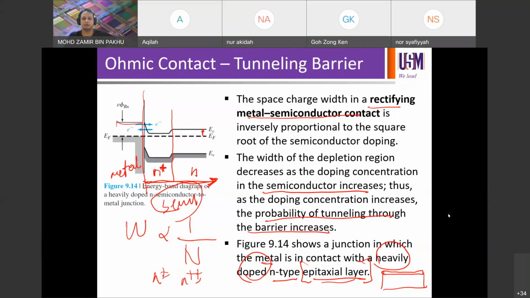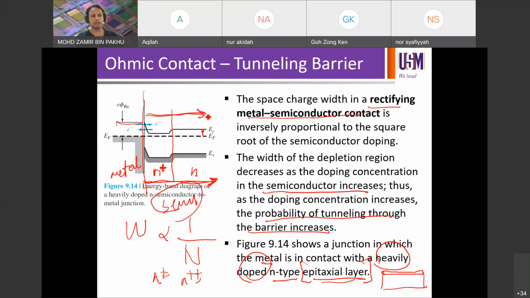On the other hand, if you look at the right-hand side, then you can find EC, EF, EV, right? The typical schematic band diagram of a semiconductor on the right. So if you see just EF, then that means it's a metal on the left. So metal is on the left, but the center to the right is all semiconductor.